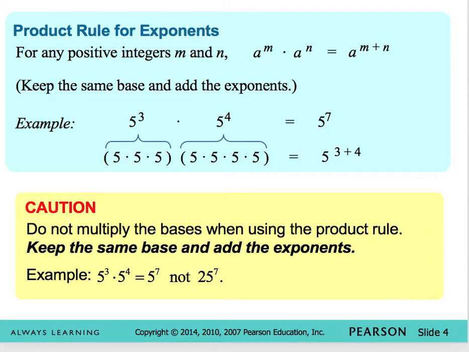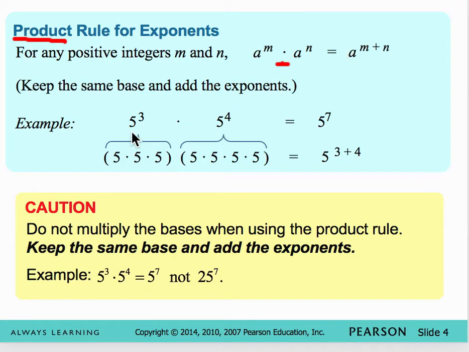Okay, now we're going to start talking about some rules. And the first thing we have is something called a product rule. Product means multiplying. So if you're multiplying two exponential numbers that have the same base, they have to have the same base, right? Or you can't multiply them. But if they have the same base, all we have to do is add the exponents and keep the same base. The base is not going to change. Think about what this means.